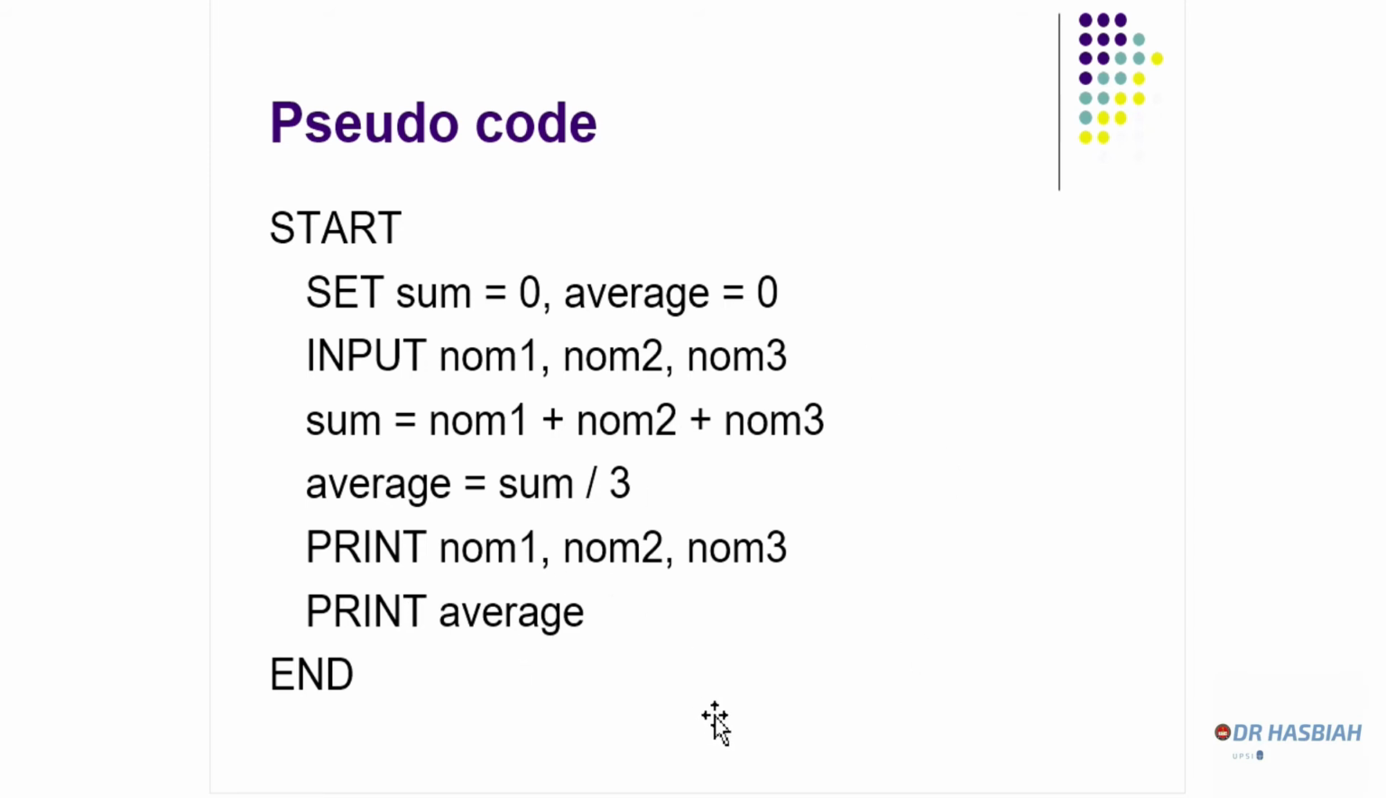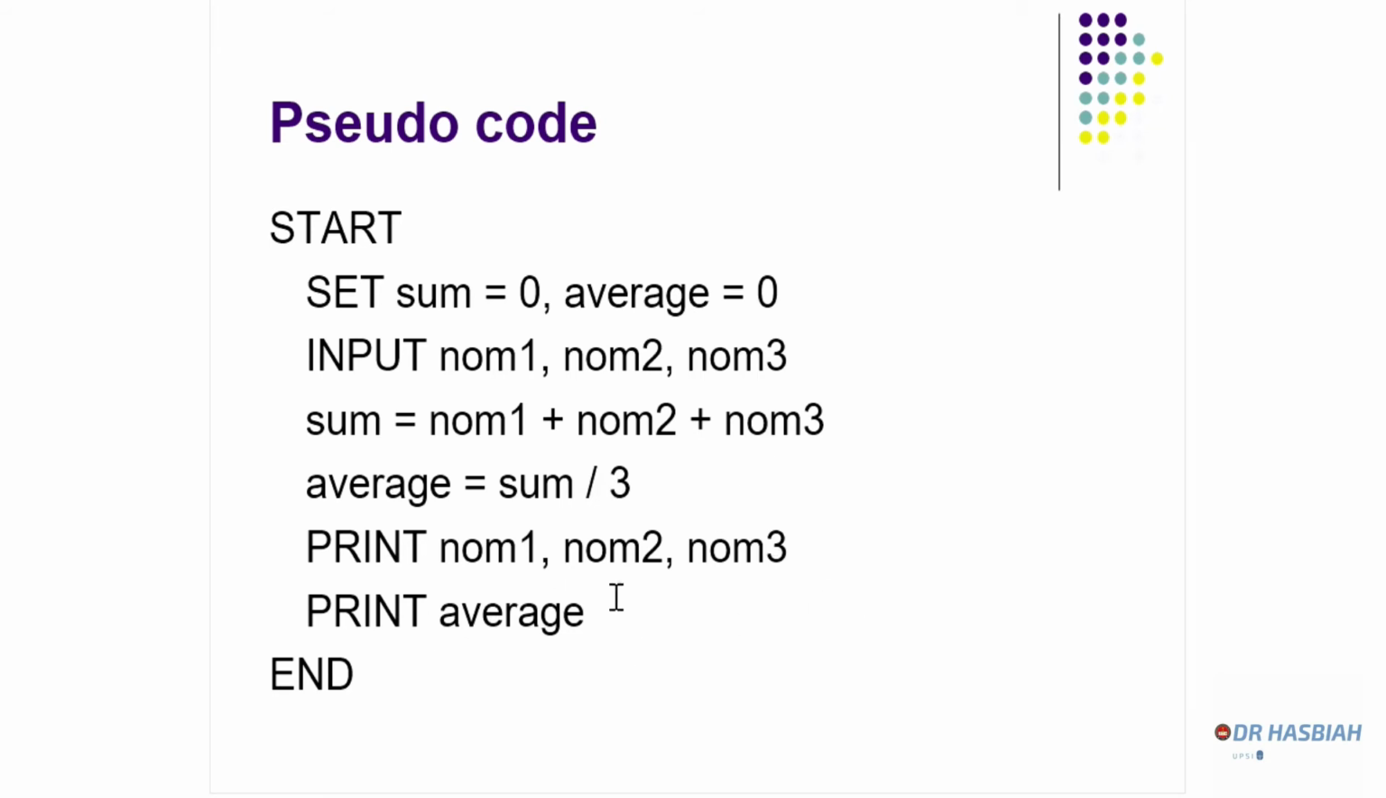If you see here, can you define where is the input, where is the process, and where is the output? This is the input: we want to input three numbers, and the numbers depend on the user. Then we calculate the total and the average of the numbers. After that, we print each number that we input just now, and then the average.